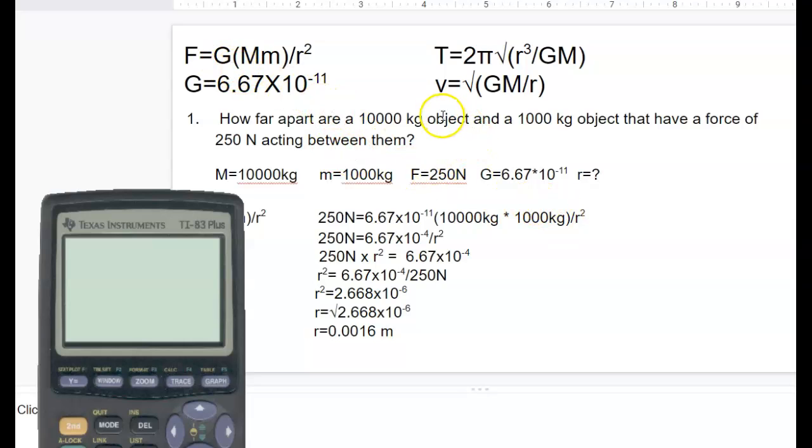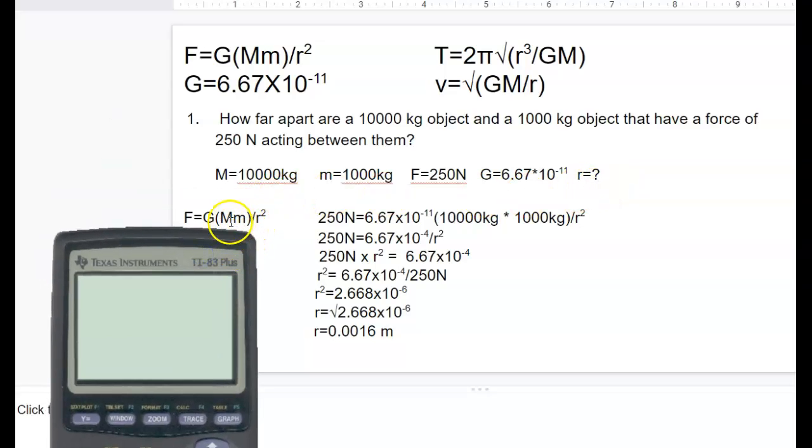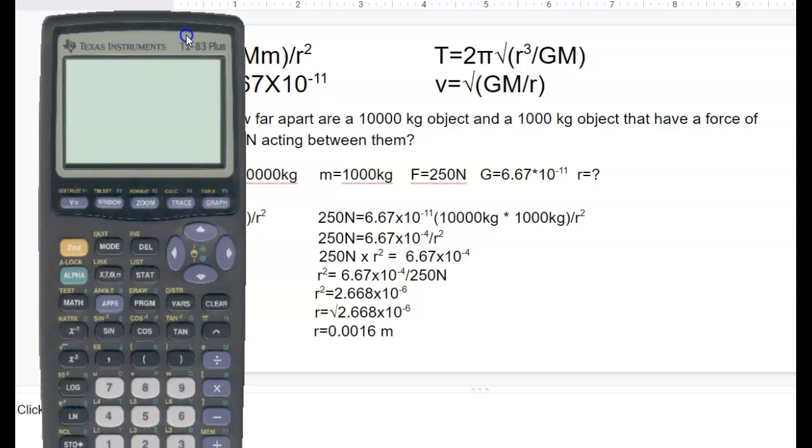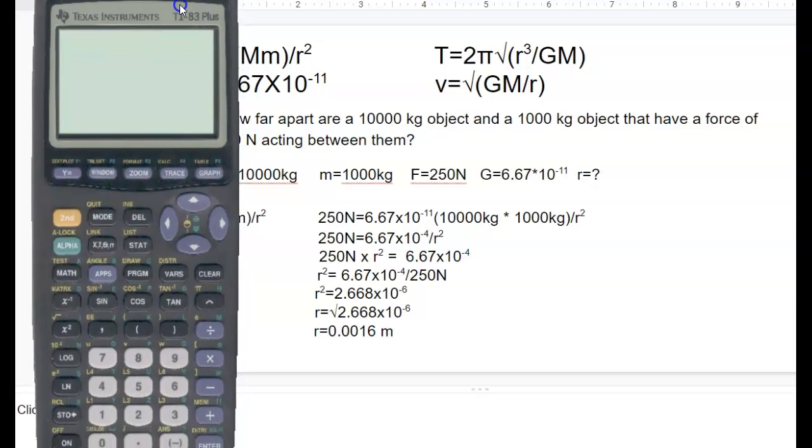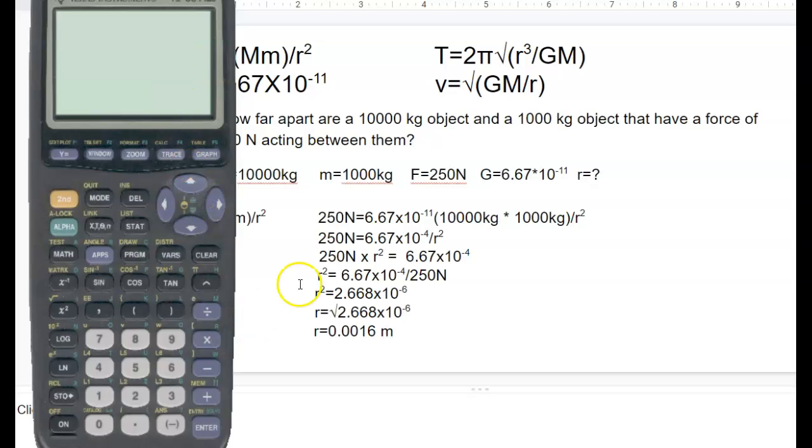For these problems, we're dealing with planets and large objects that have to use the law of universal gravitation, where G is 6.67 times 10 to the negative 11th, and we're looking for the radius. So we're going to use this formula here. Gravitational force is equal to the gravitational constant times the product of the two masses divided by r squared. So I have 250 newtons is equal to 6.67 times 10 to the negative 11th times 10,000 times 1,000 divided by r squared.